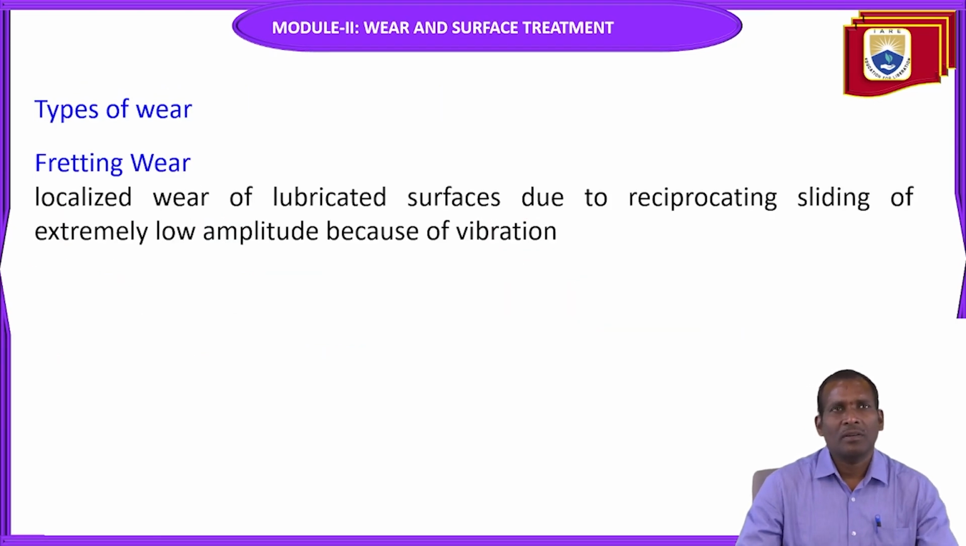Next one is fretting wear. Localized wear of lubricated surfaces due to reciprocating sliding of extremely low amplitude because of vibration. The localized wear of lubricated surfaces means wherever the lubricant is present, there the localized wear will be possible due to the reciprocating sliding of the component due to the vibrations also.